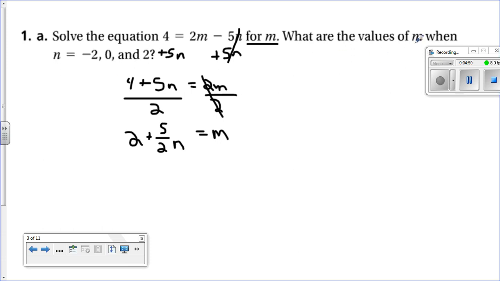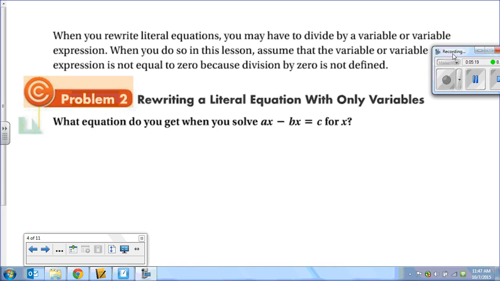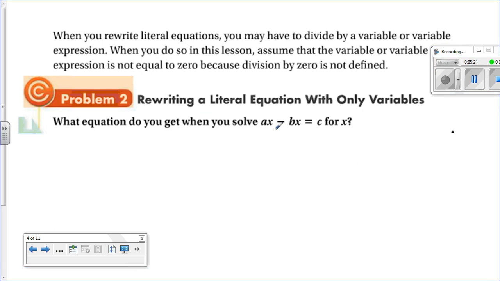And then again, what are the values for m when n is -2, 0, and 2? So you just plug those numbers in. If, for instance, you plugged in -2, 5 halves times negative 2 gives you negative 5. 2 plus negative 5 gives you negative 3. So you just plug in numbers. It sometimes gets to be a little bit more daunting of a task when all you see are variables and no numbers in it. The concept's still the same.